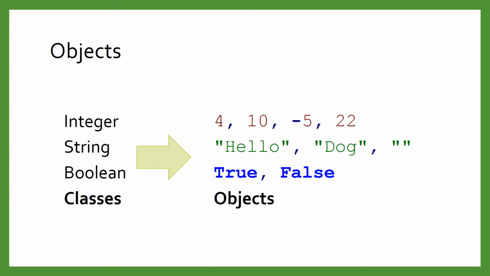When you have a class, you can make instances of the class, which are called objects. The relationship between classes and objects is tricky, but is basically the same as the difference between a type and a value. You have a type, like integer, and then values like 4, 10, -5, or 22. Or you can have a type like Boolean, and then just two values, true and false. In the same way, you have a class that then has many objects.